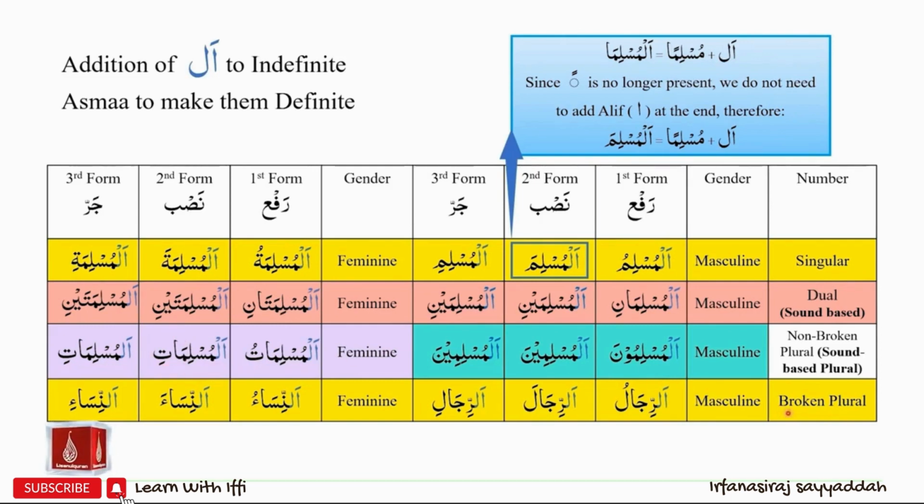Finally, for broken plural, we have the pattern of ar-rijalu, ar-rijala, ar-rijali, an-nisa'u, an-nisa'a, an-nisa'i. Please note that I am pronouncing this ar-rijalu and an-nisa'u. I'm not pronouncing it al-rijalu or al-nisa'u because ra and noon are not part of the moon letters or the qamari haruf that we studied previously. So in these instances, we will not be pronouncing the lam on al. So we will say ar-rijalu, an-nisa'u.